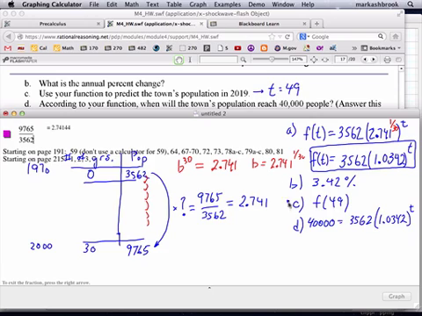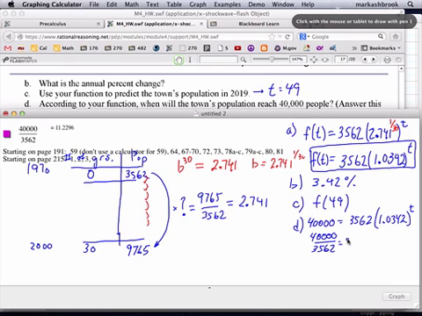Okay, first step. We're going to divide, right? So we're going to do 40,000 over 3562. 11.23. So that ratio, 11.23, is equal to 1.0342 to the t. So now we're ready to find out what t is.